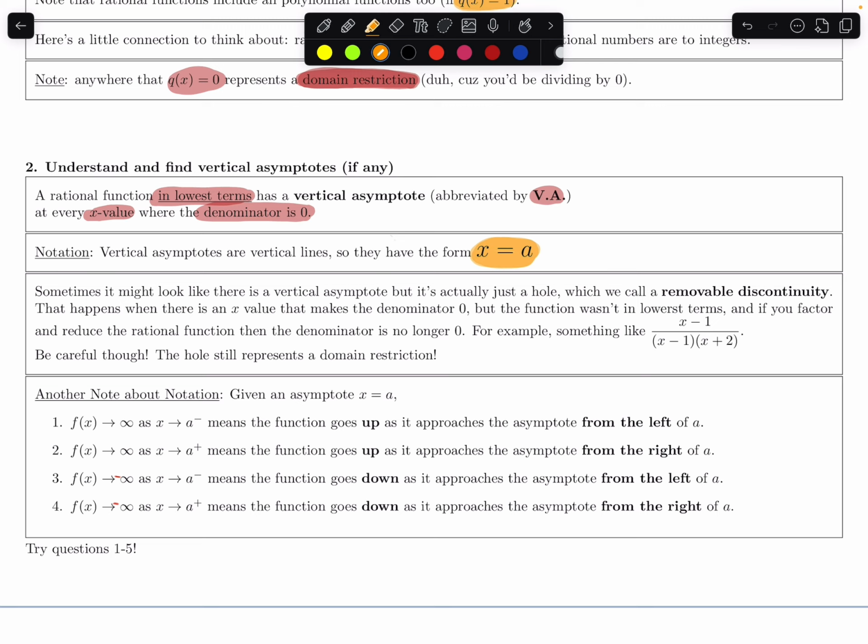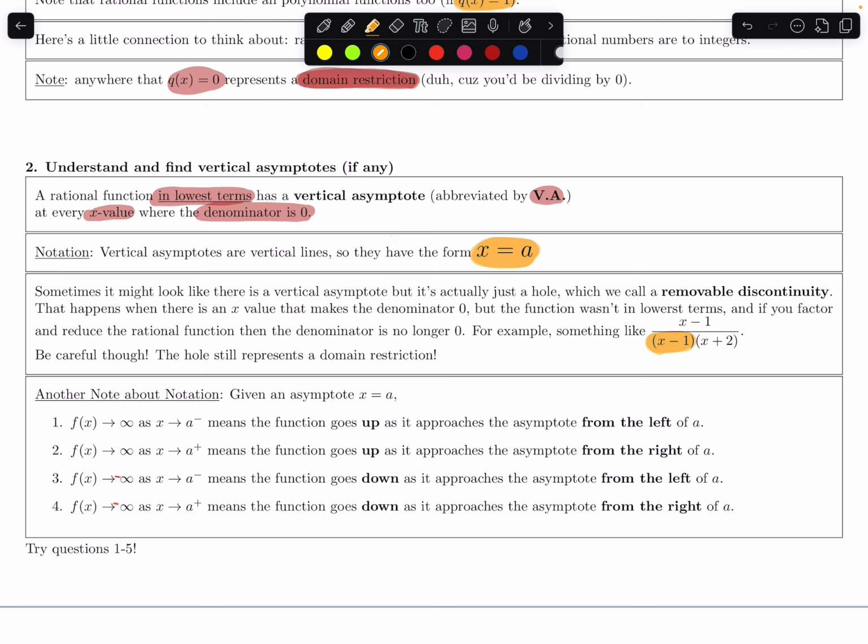Okay, next idea. Sometimes it looks like there's a vertical asymptote when you just look at the function itself, not the graph of it, but just the function. Like something like this. It looks like there should be a vertical asymptote at x equal to 1, right? Because the denominator would be 0 at x equal to 1, right?